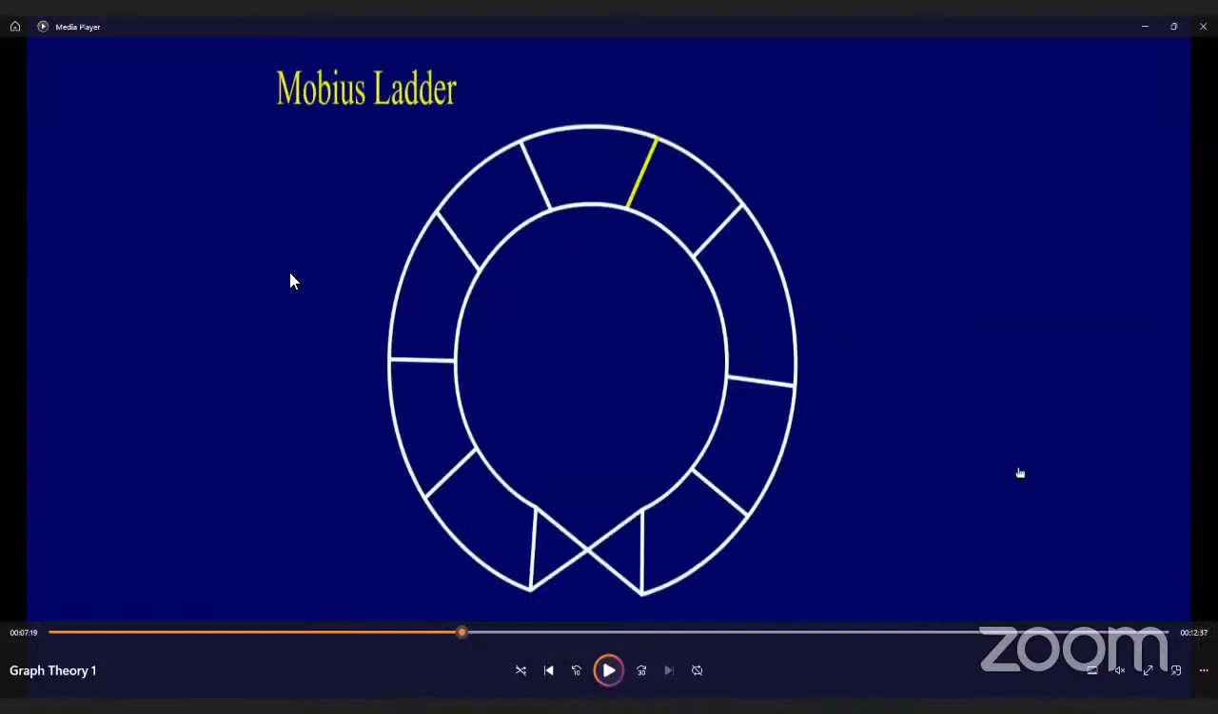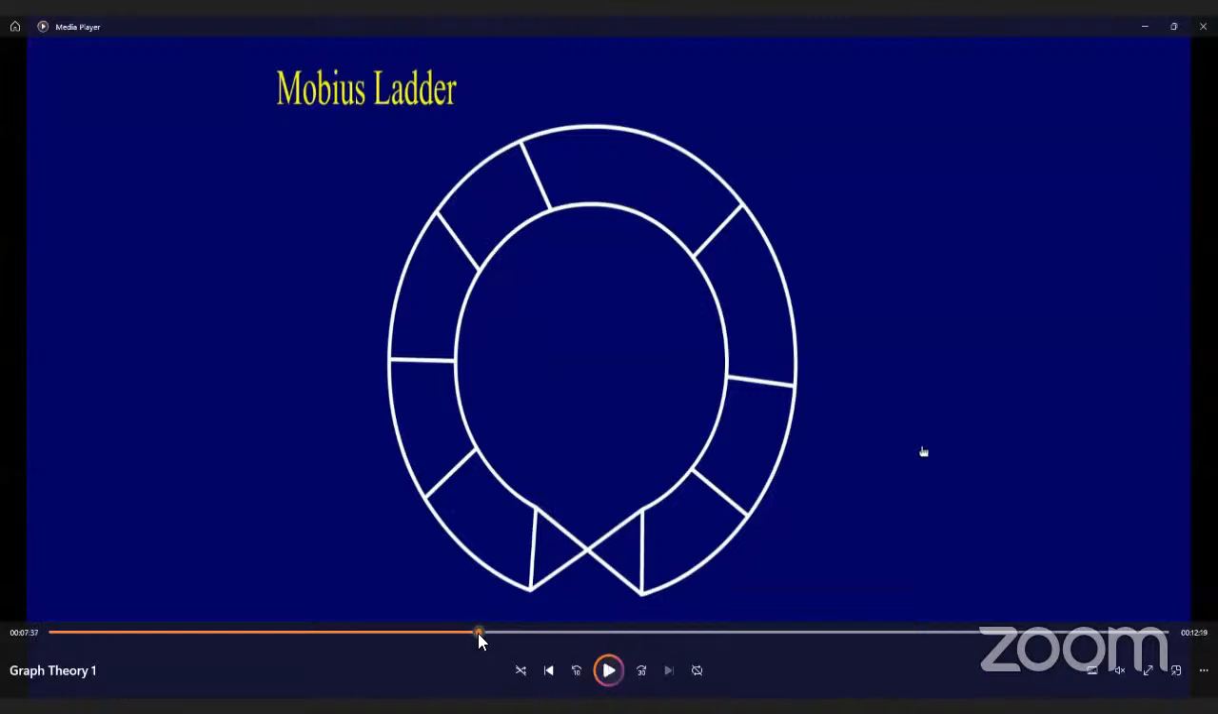Now, this one is called the Möbius ladder. You have to watch the video again, because I'm not going to repeat all the basic terminology of graph theory. It is called a ladder because it's just like a ladder, tangga. You have something like this, and you can consider this as a repetition, and you have a cross there.